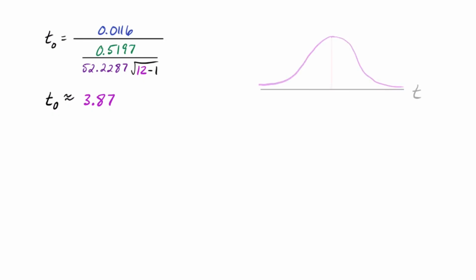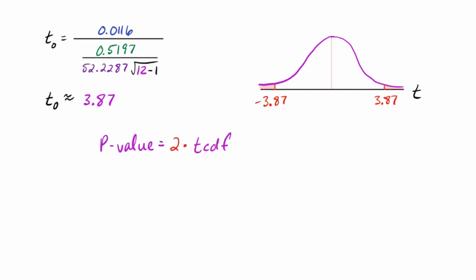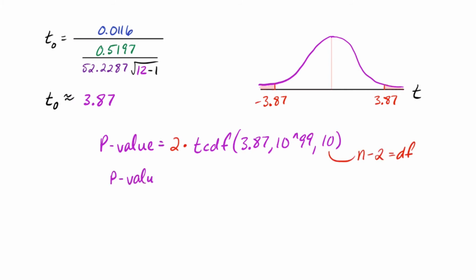So drawing our t-distribution and putting our t0 on the map, remember it's a two-tailed test, so we've got t0 of 3.87, and we're also going to account for the negative side of that, so we've got a negative 3.87. And that means to find the p-value, we're going to find the area under the tails, and our p-value would be 2 times our tcdf function, where I'm taking the positive end, our 3.87 would be my lower limit, positive infinity my upper limit, and our degrees of freedom would be 10, making sure we're careful with that because we have to do an n minus 2 there. That gives us a p-value of approximately 0.0031.